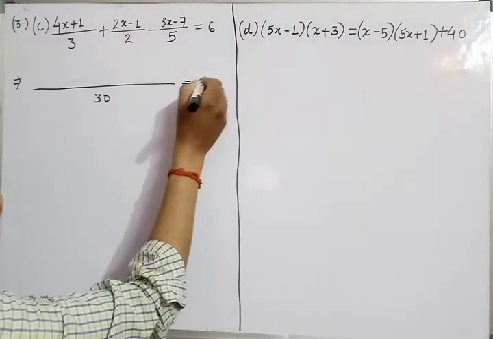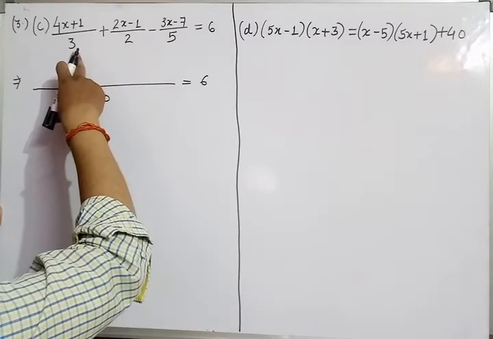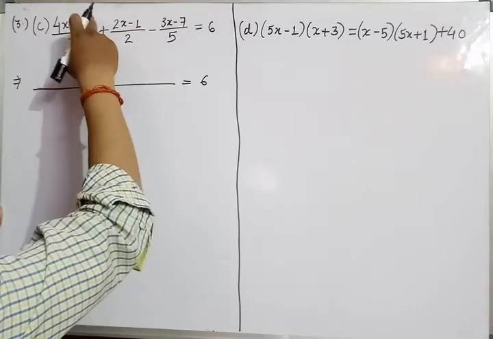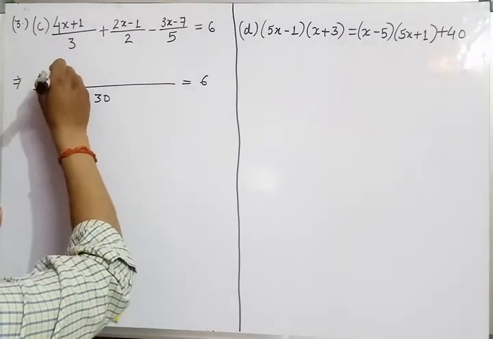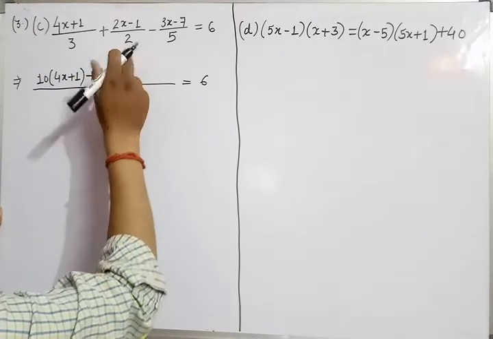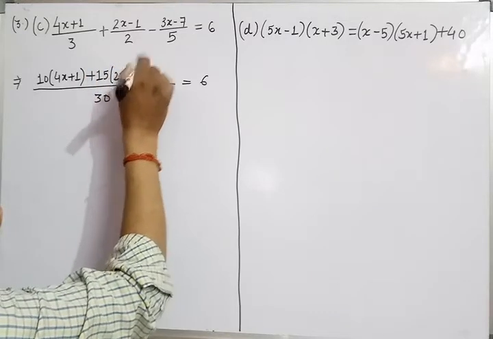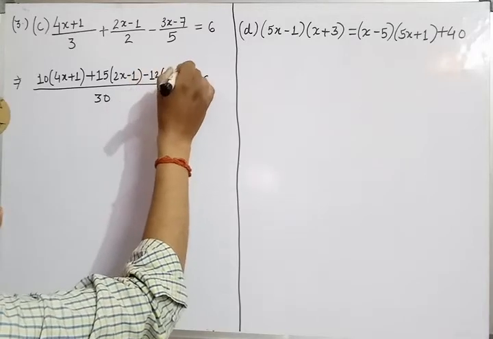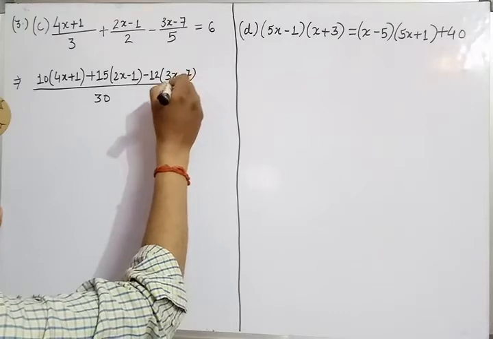If you multiply it by 10, then this denominator will become 30. So here we have to multiply the numerator by 10 as well: 4x plus 1 plus, and here 15 into 2x minus 1, and here 12 into 3x minus 7.